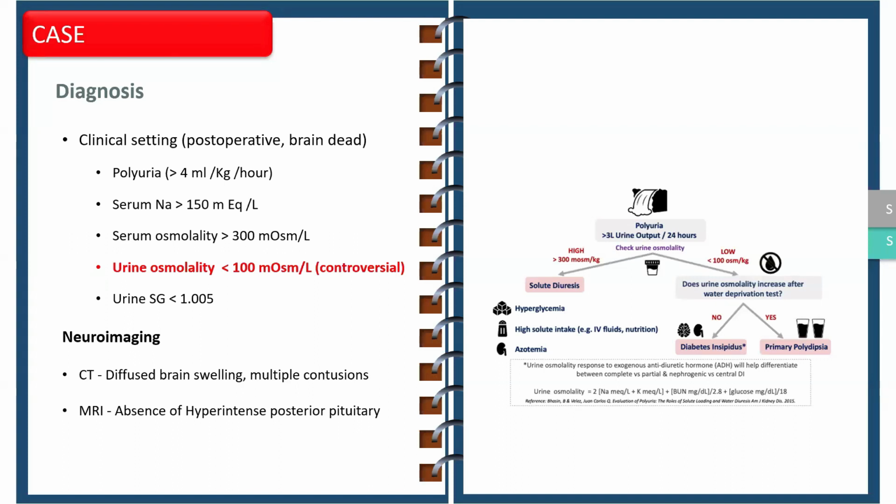In any case of polyuria in patients admitted to the ICU, check urine osmolality. If the urine osmolality is high, it indicates solute diuresis. If it is low, it can be related to diabetes insipidus. A water deprivation test can easily differentiate between primary polydipsia and diabetes insipidus.